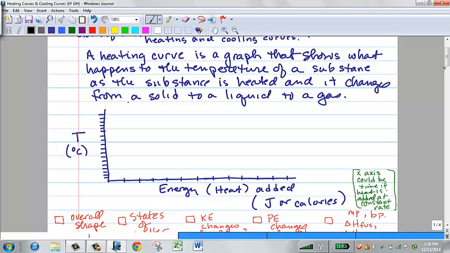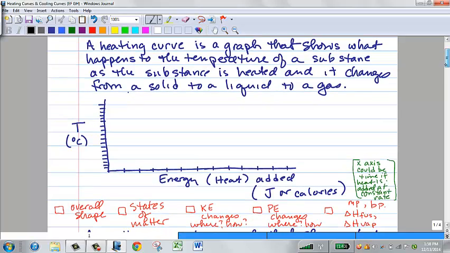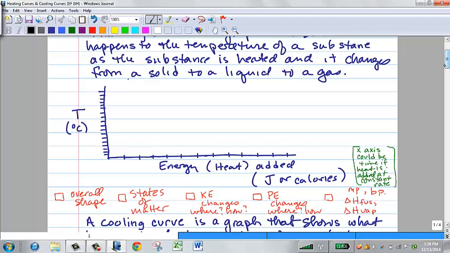For a heating curve, I'm assuming you already know the first thing that you should know about how the particles that make up a solid, liquid, and gas behave. Solids have a fixed shape and volume, liquids have a fixed volume but not fixed shape, and gases do not have fixed volume or fixed shape. If I make a heating curve, it's always going to start off low, where the temperature is low.